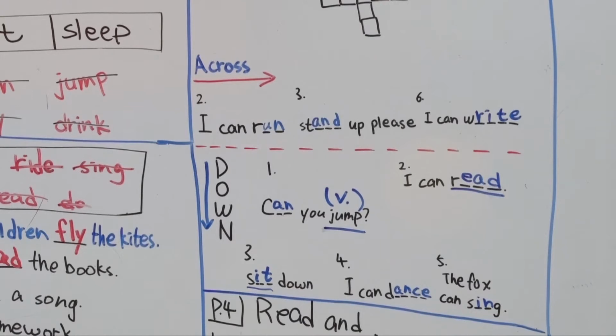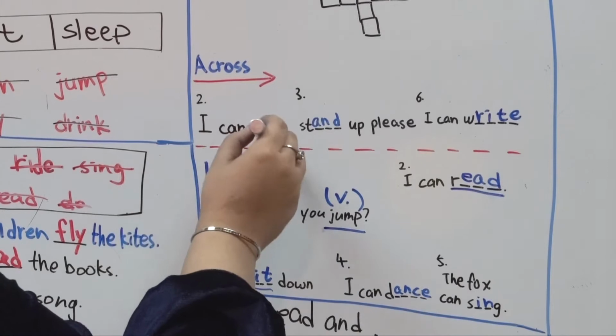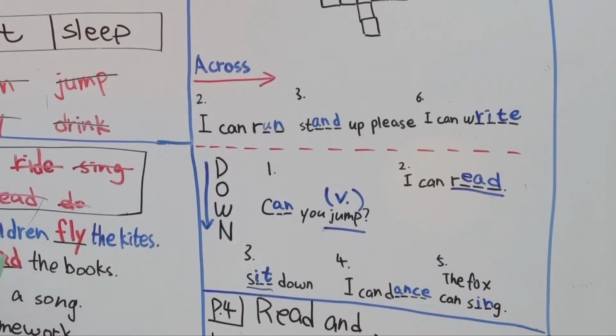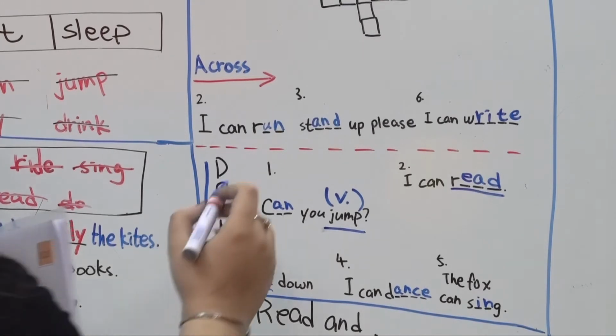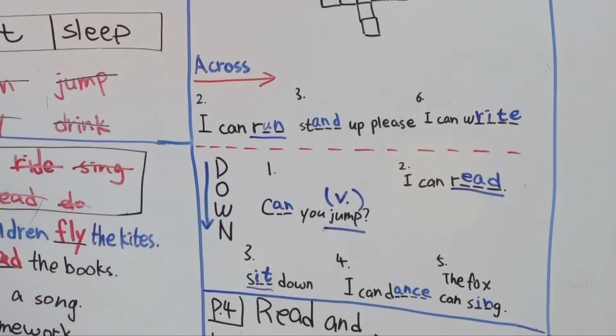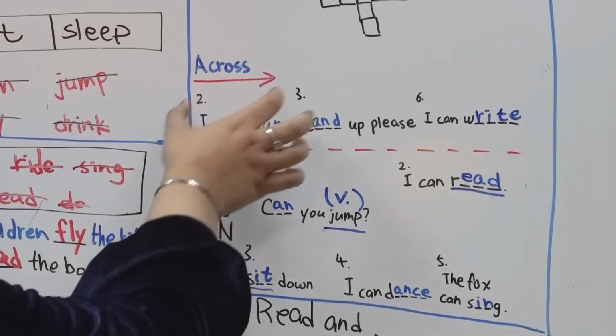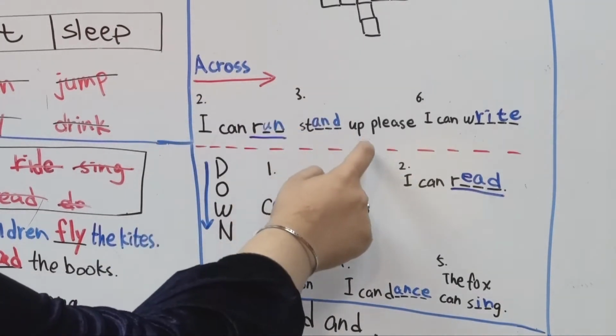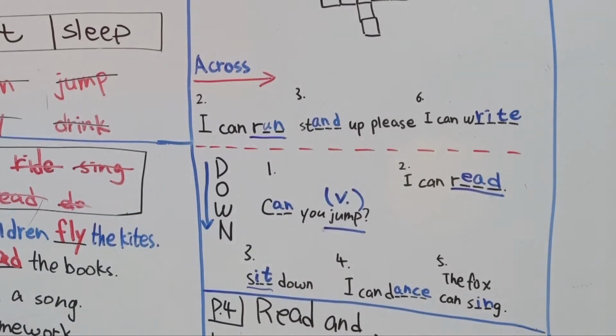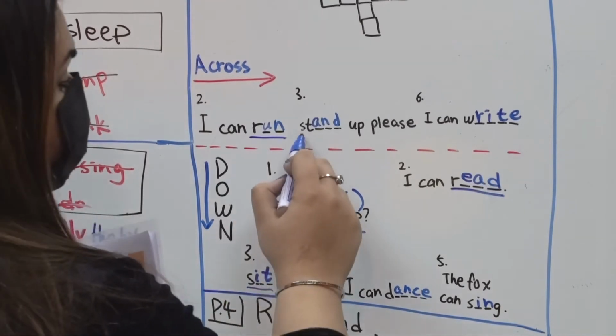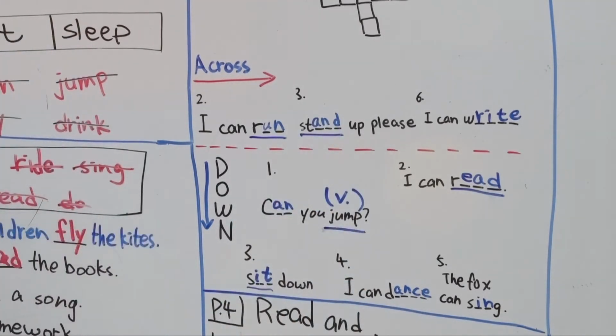Okay, let's find out the action verb. Just like I found it here for you, right? Now it's time for you to find the action verb. I can run. Which one is the verb here? 3, 2, 1. The verb here is run. Right? Okay, number 3. Section across. Stand up, please. Which one is the action here? The action here is stand. Okay? Stand is the action.